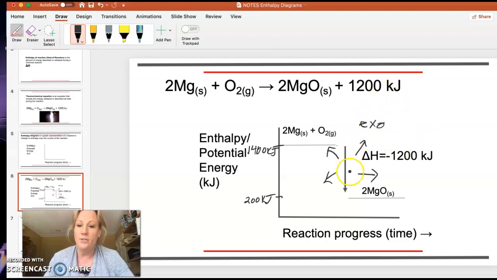So because there's a drop in energy and we're landing down here with less, we are going to use a negative. So when we pull out the enthalpy of the reaction and it's not in the equation, the thermochemical equation, and it's exothermic, we will be using a negative sign.